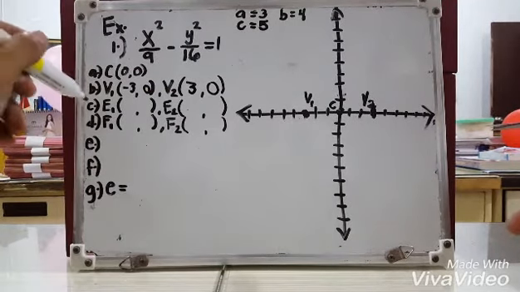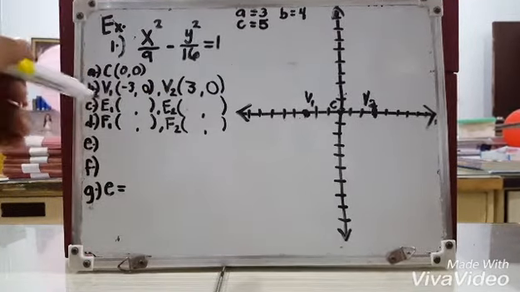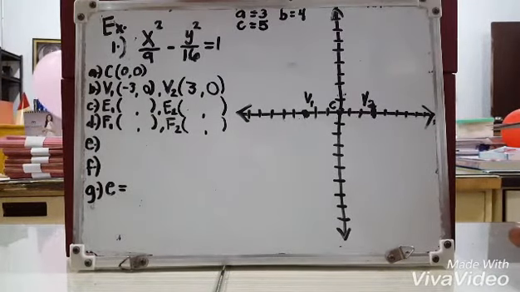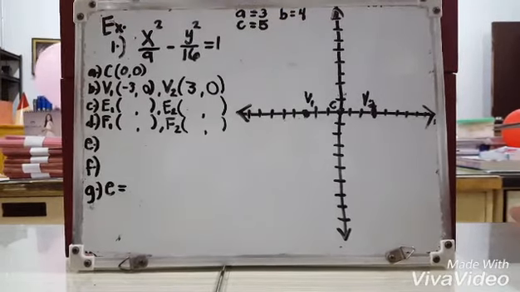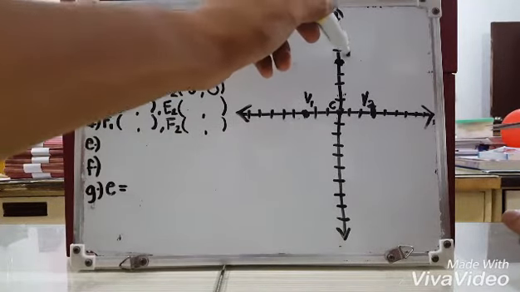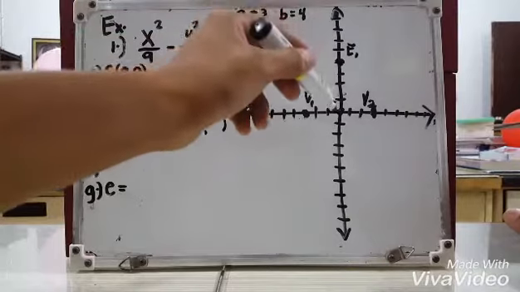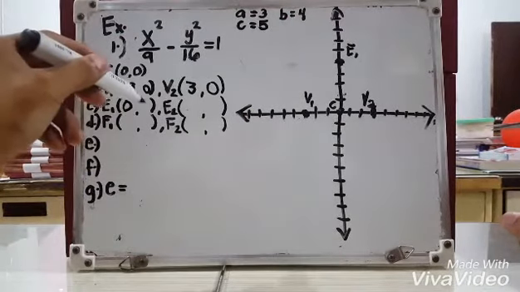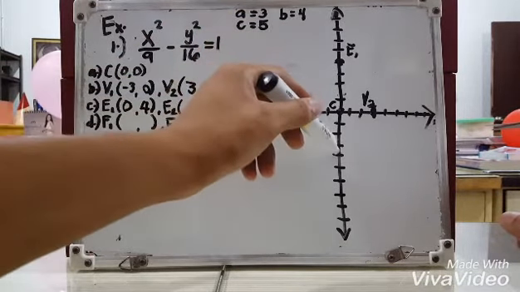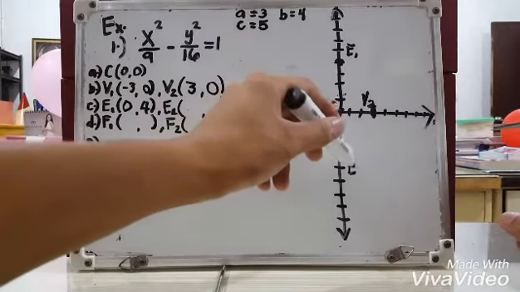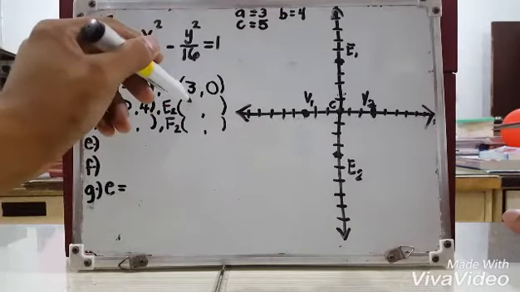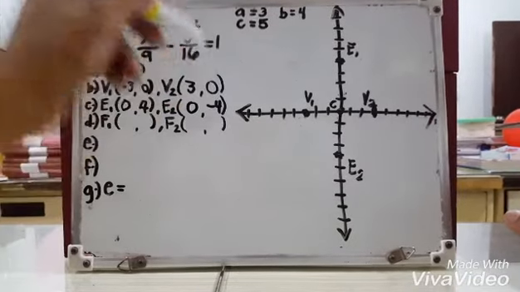Next, letter C class, we need to find the endpoints of the conjugate axis. So just like the ellipse, we'll use the variable B here. We move 4 units up and down from the center. So we have 1, 2, 3, 4. This is now your E1. E1 here has coordinates 0 and then 4. For E2, we'll move 4 units down. So you have 1, 2, 3, 4. So this is now your E2. The coordinates of E2 here are clearly 0 and then negative 4.